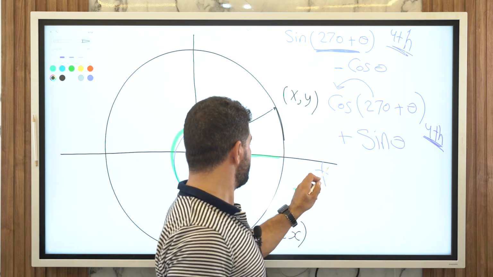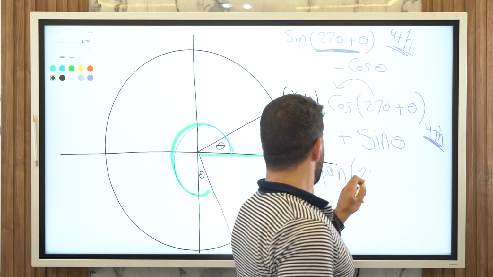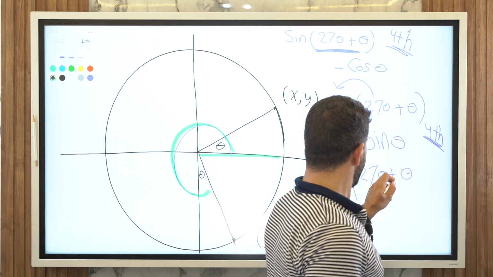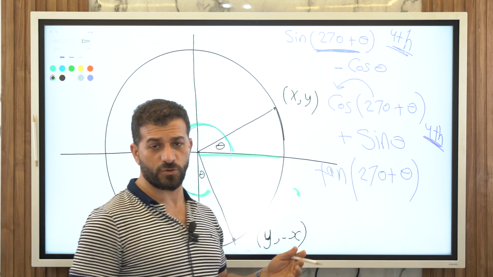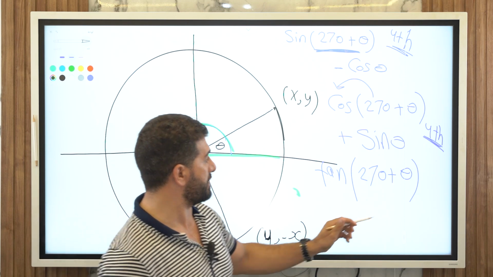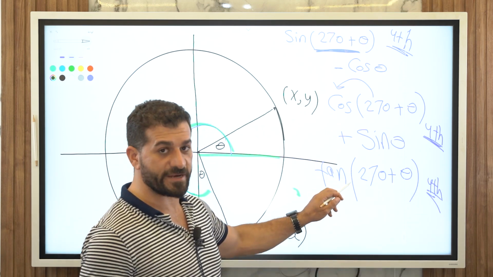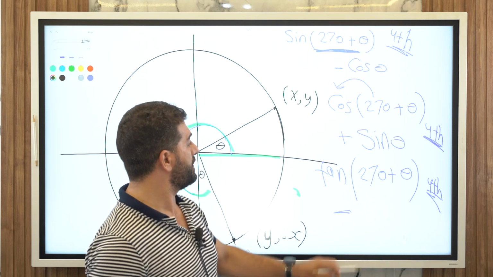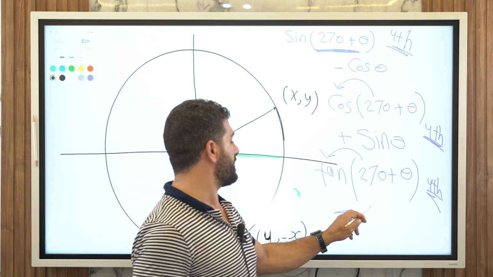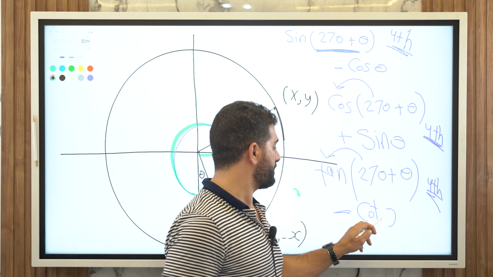What about tan 270 plus theta? Ask about the quadrant. Which quadrant? 270 plus theta lies in the fourth quadrant. In the fourth quadrant tan is negative, so write negative. 270 changes from tan into cotangent theta.